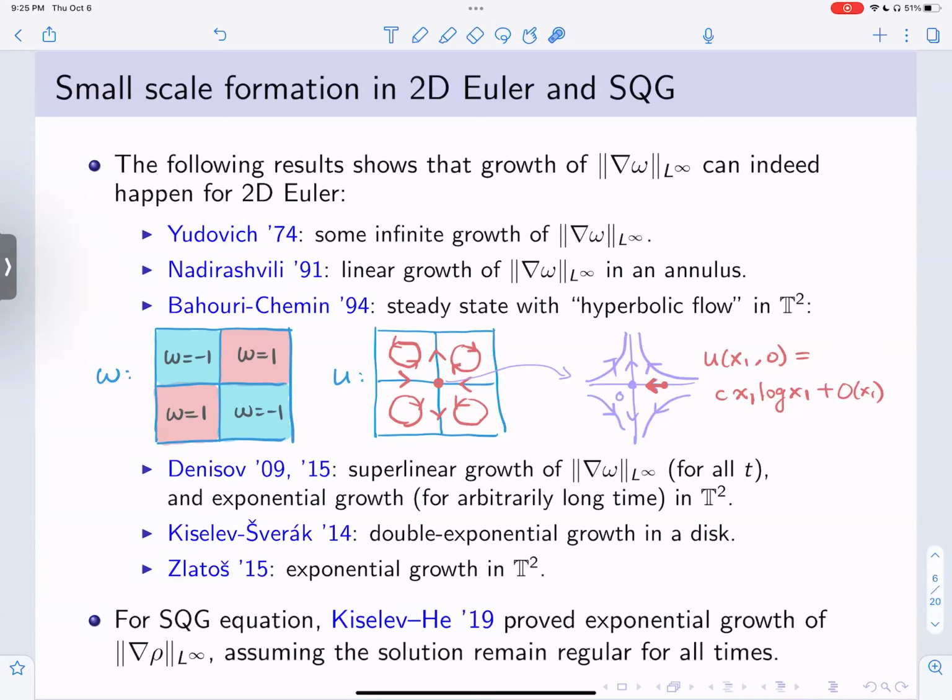And for the SQG equation, more recently, Kiselev and Xiaoqian He have considered the SQG setup in the torus, where they proved exponential growth, assuming that the solution remained regular. Here they have to make that assumption, because for SQG, it's also an open question whether there can be a finite time blow-up. Okay, so these are the small scale formation results for the other closely related equations, Euler and SQG.